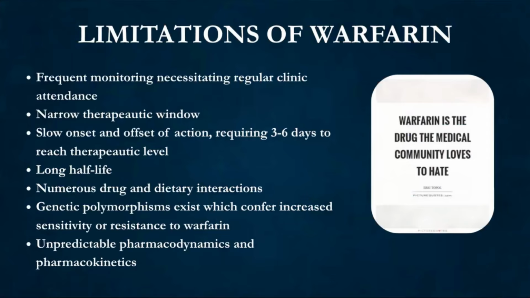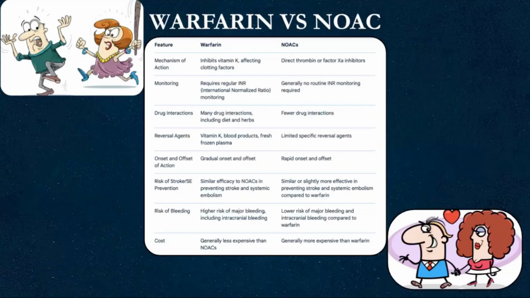So the limitations of warfarin are that it requires frequent monitoring, which necessitates regular clinic checkups, and it has a narrow therapeutic window. It has slow onset and offset of action, which requires almost 5 days to reach the therapeutic level, and it has a longer half-life with numerous drug and dietary interactions and unpredictable pharmacodynamic and pharmacokinetic action. And because of all those effects, they came up with the development of new oral anticoagulant agents.